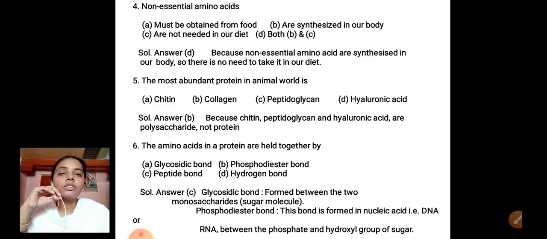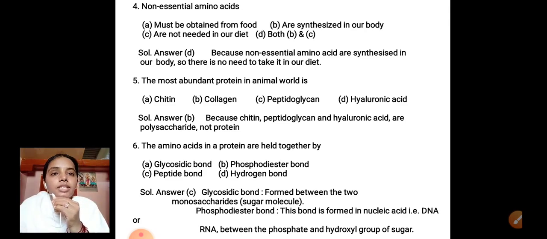So in that, the given options: must be obtained from the food, or synthesized in our body, or not needed in our diet. Option B and C, both B and C. Here, must be obtained from the food, those are the essential amino acids. The non-essential ones are synthesized in our body and need not be taken through the diet. So the correct option is both B and C.